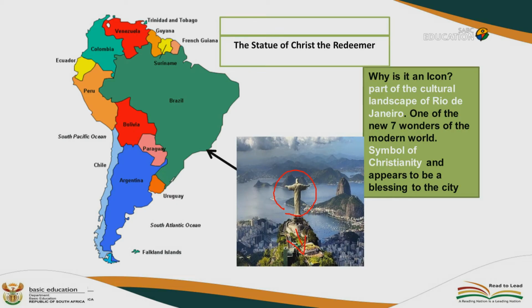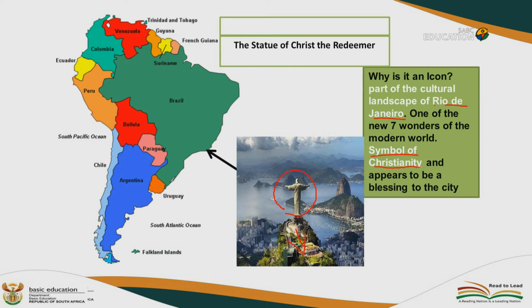Why is it an icon? Also, it is part of the cultural landscape of Rio de Janeiro. The location, Rio de Janeiro, one of the new 7 wonders of the world. Please, when I relate to each of them, check which one is one of the 7 wonders of the world, check which one is not. But when we talk about an icon, we are not talking about the 7 wonders of the world. We are talking specifically about an icon. Check why it was an icon.